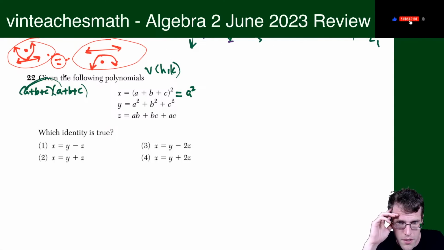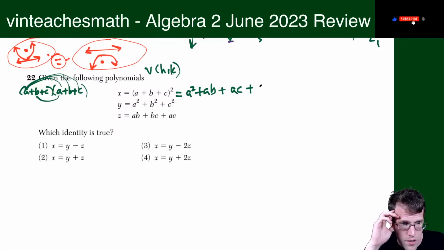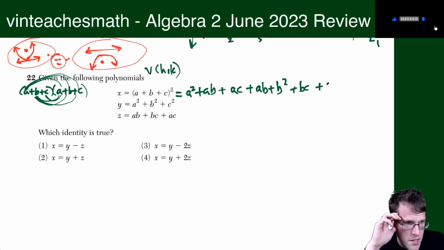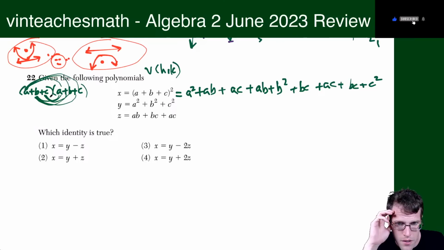So a times a times b, plus a times c, plus distribute b, you get another ab, you get b times b is b squared, and you get bc. And then one more, distribute c, and you get ac plus bc plus c squared. So here and then here.